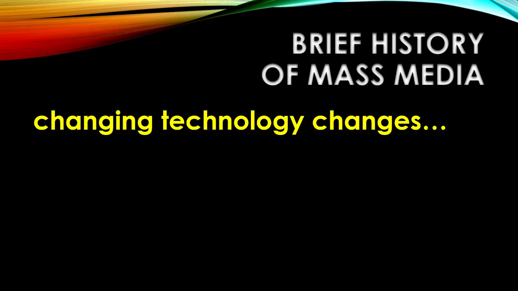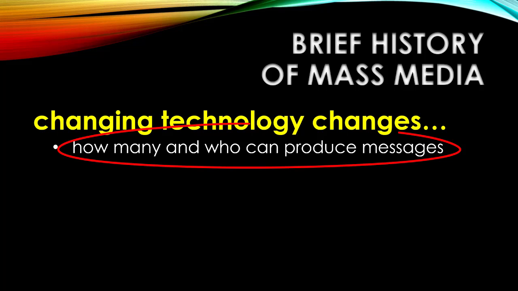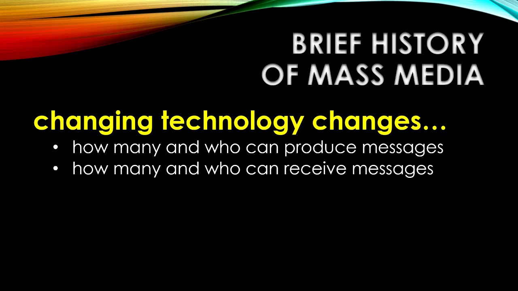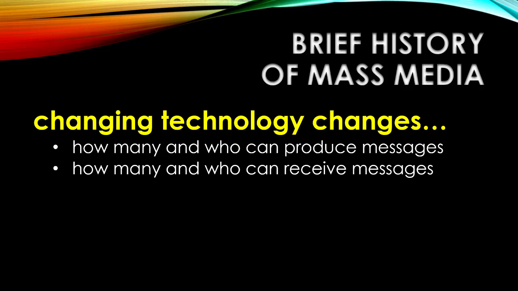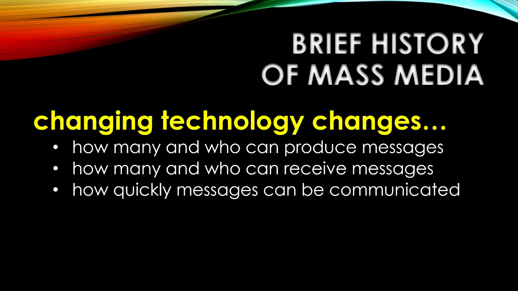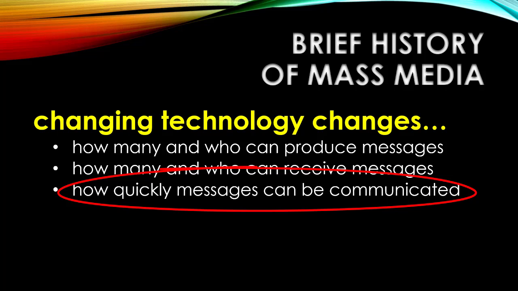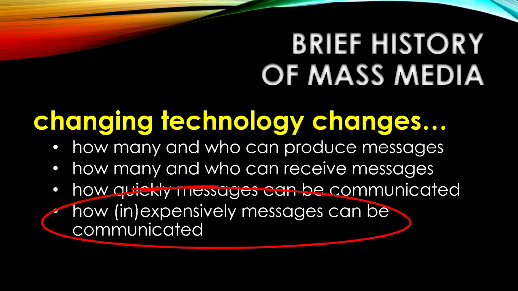Changes in media technology can change how many people and who can actually go about producing messages, as well as how many people and who can receive those messages. Changing technology also influences how quickly messages can be communicated and get from the sources to the receivers, as well as how expensively or inexpensively those messages can be communicated.